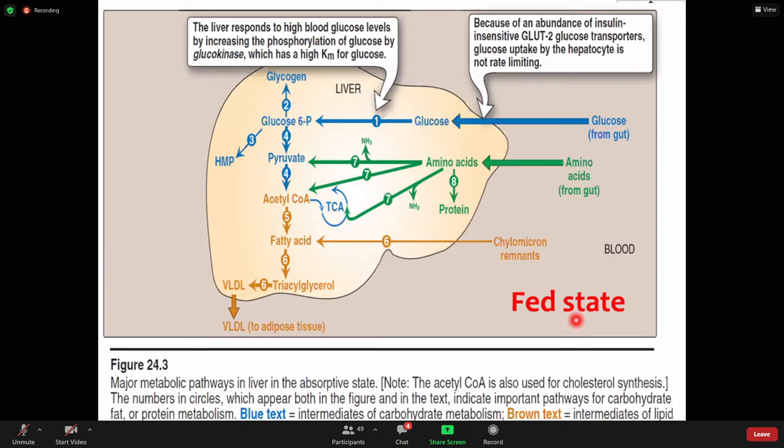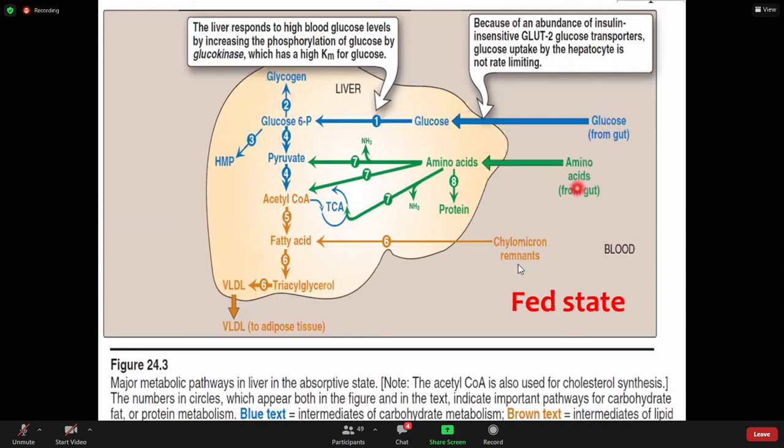So if you clarify these processes according to what I am saying here, it will be much easier to understand the function of the liver itself. Now, in the fed state, or well-fed state, or diet state, the blood is going to supply the liver with those nutrient molecules.